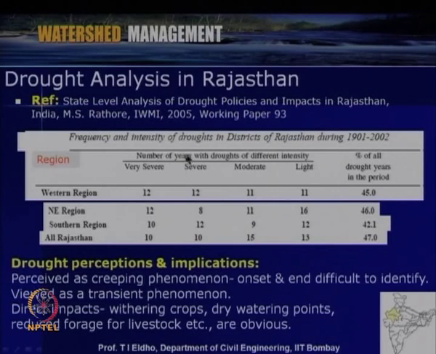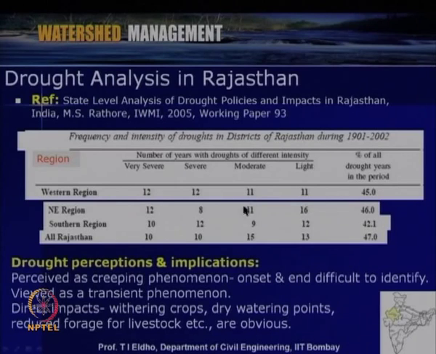2002. On a region basis, the number of years with drought of different intensities: in the western region, very severe was about 12 years, severe was 12, moderate was 11, and light was 11. So the percent of all drought years in the period is about 45. Northeastern region: very severe 12, severe 8, moderate 11, light drought 16, so 46%. Southern region: very severe 10, severe 12, moderate 9, light 12, so 42.1.